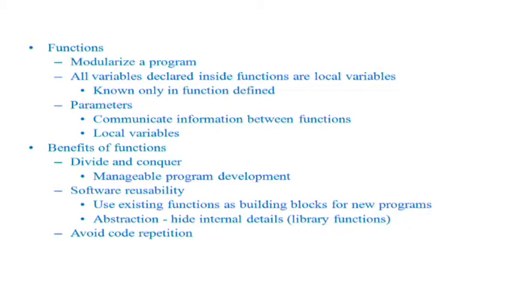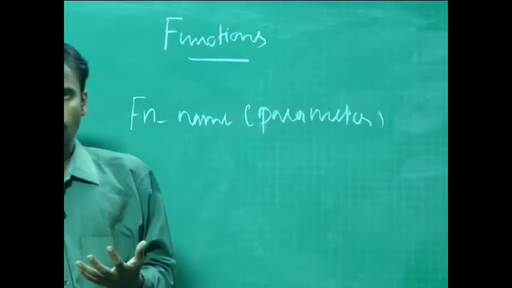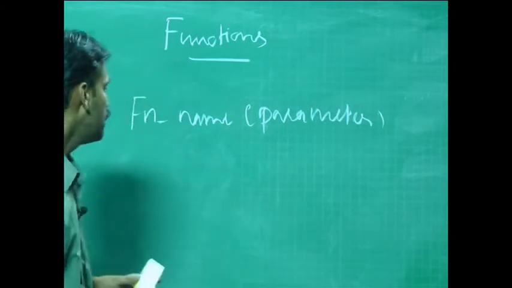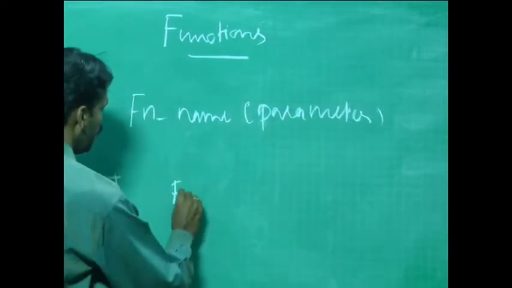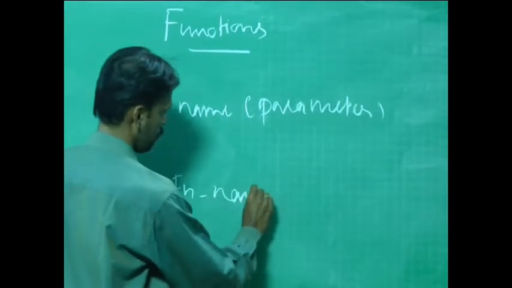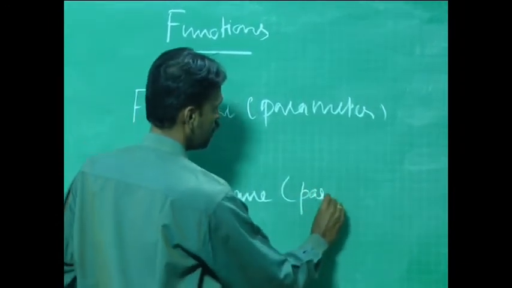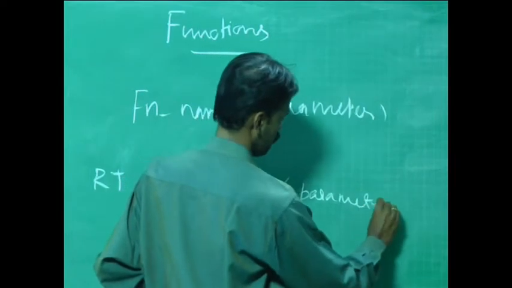What are parameters? These parameters are those which communicate information between functions. These are also known as local variables. Whatever I have here within a function are termed to be local variables. Now every function needs to have a return type, then a function name, then it should have a parameter list.